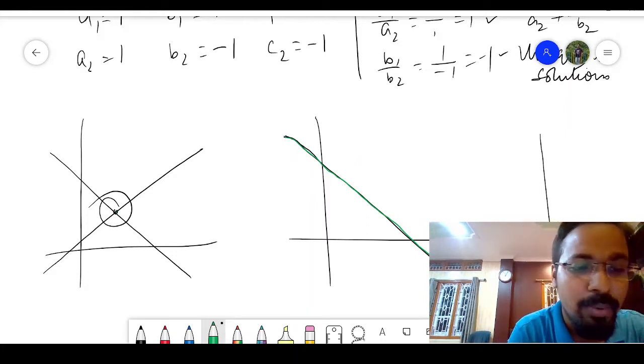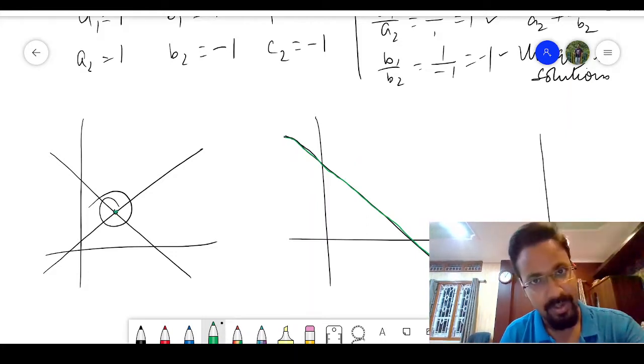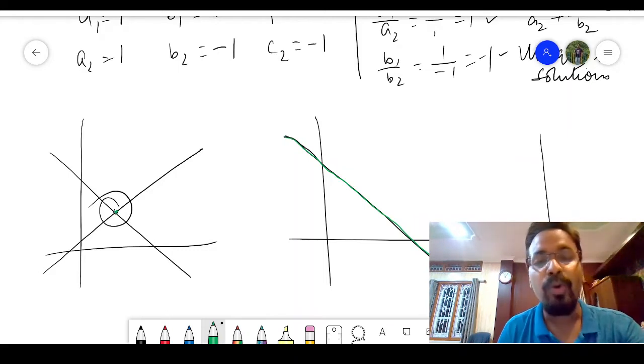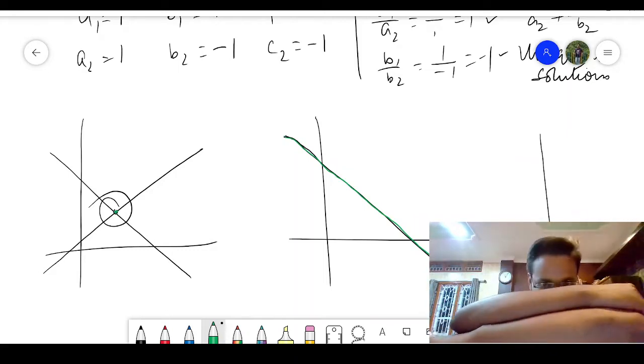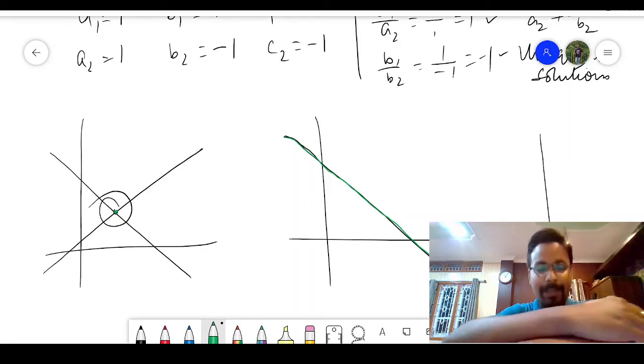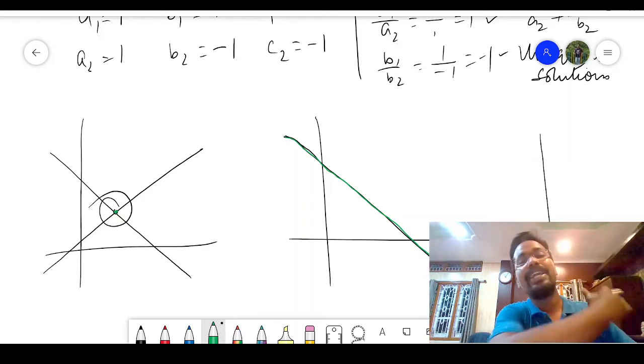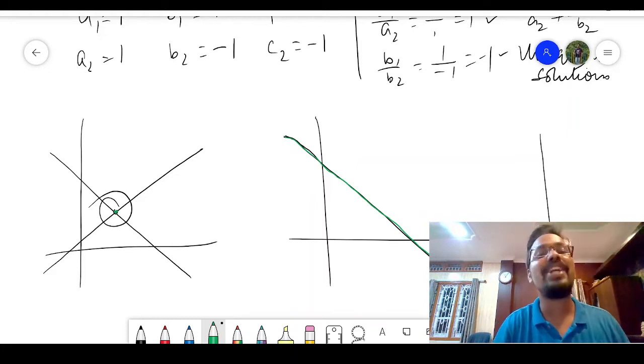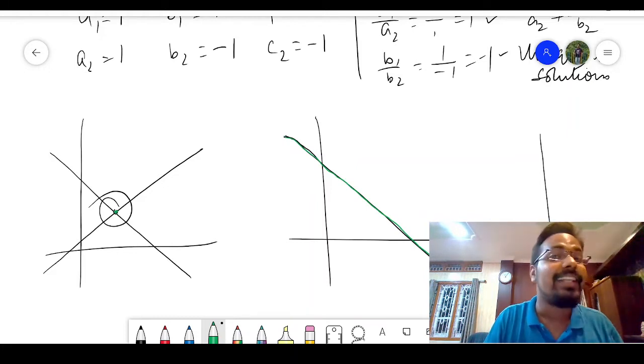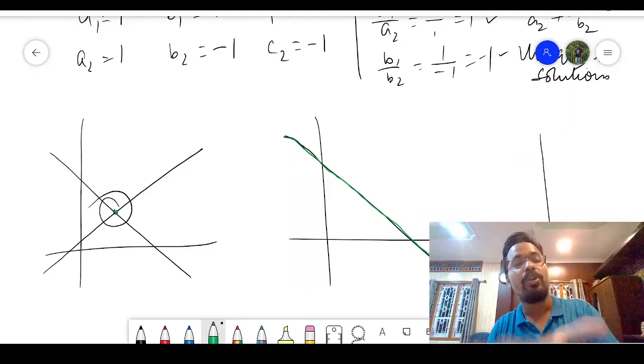See, the solution is the point where the two lines intersect. Here both the lines are coinciding, means they are intersecting at all the points. They're overlapping each other at all the points. So if they overlap each other at all the points, that means there will be an infinite number of points at which they overlap or intersect. That means they will have an infinite number of solutions.